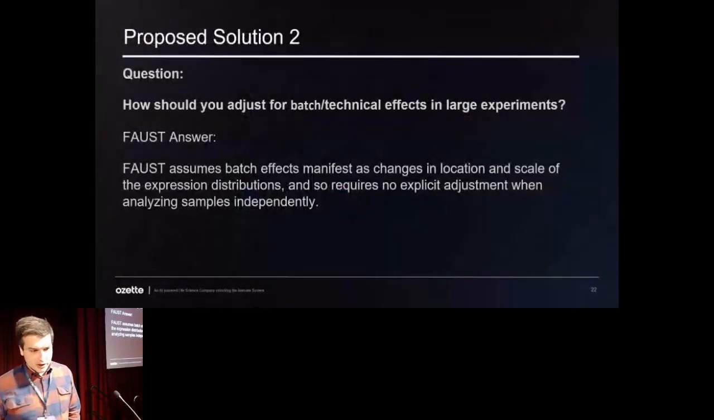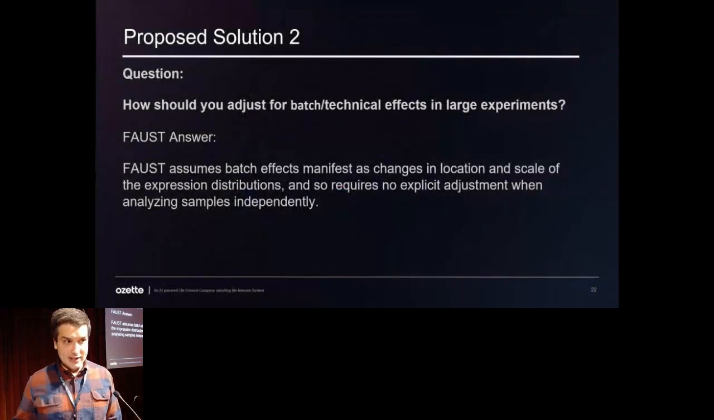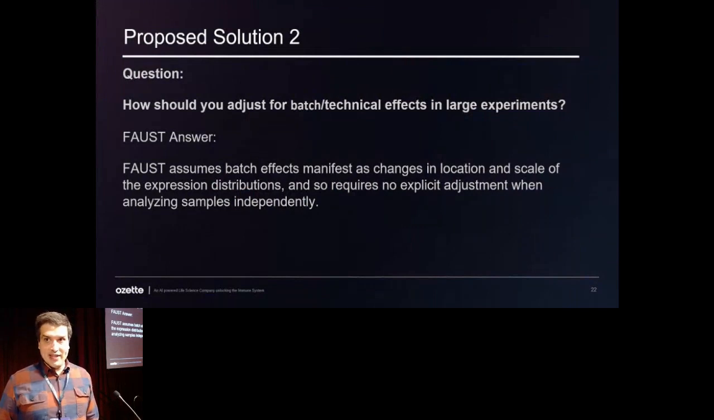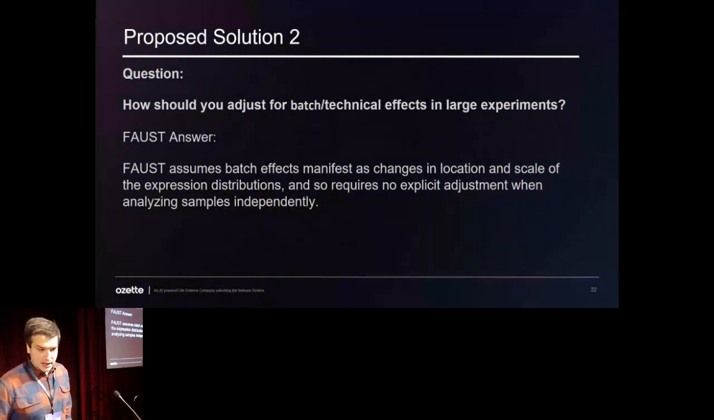So for the second question I posed earlier, how should you adjust for batch and technical effects in large experiments? Faust relies on its assumptions. The underlying assumption is that these batch effects will manifest as changes in the location and scale of expression distributions. And so there isn't actually explicit adjustment made to the methodology so long as that assumption is met.